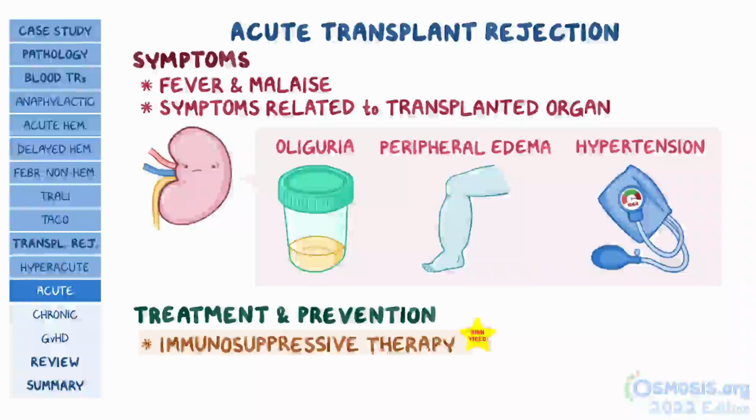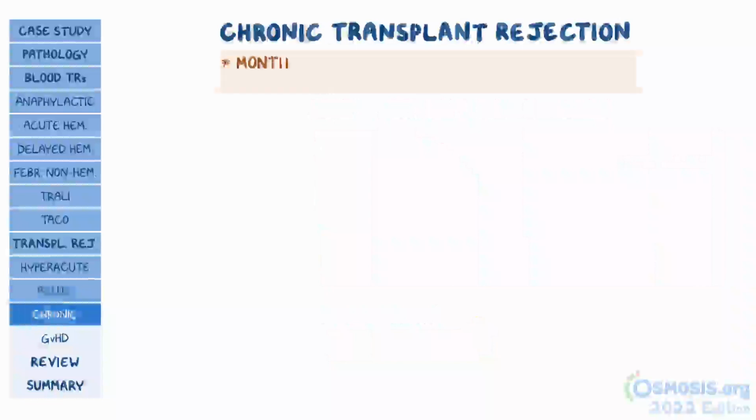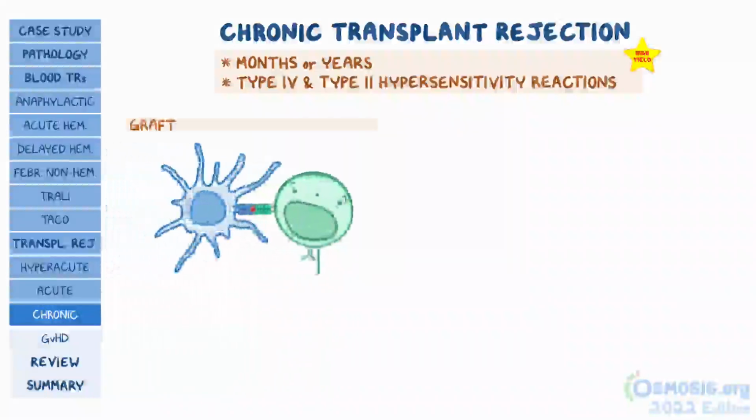Now, the last transplant rejection reaction that you need to know for your tests is chronic transplant rejection. This type of transplant rejection can develop months or even years after the transplant. Now, similarly to acute transplant rejection, chronic transplant rejection is mediated by a combination of type 4 and type 2 hypersensitivity reactions. However, in chronic transplant rejection, the MHCs and other antigens on the graft cells are first recognized and captured by the recipient's antigen-presenting cells.